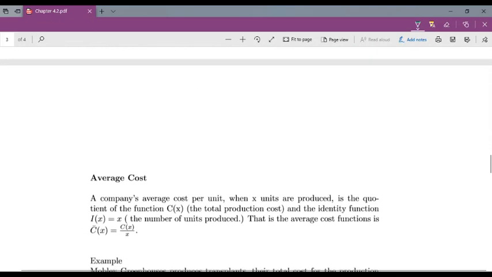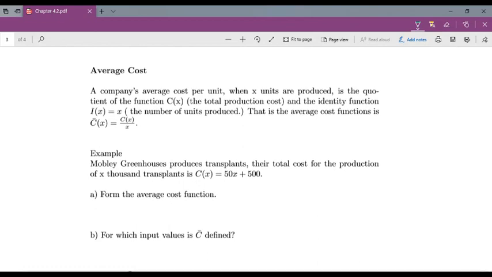Now if we move on to page 3, it says average cost. It says a company's average cost per unit when X units are produced is the quotient of the function C of X, the total production cost, and the identity function I of X equals X, which is the number of units produced. That is, the average cost function is C bar, the average of C, which is C of X over X.